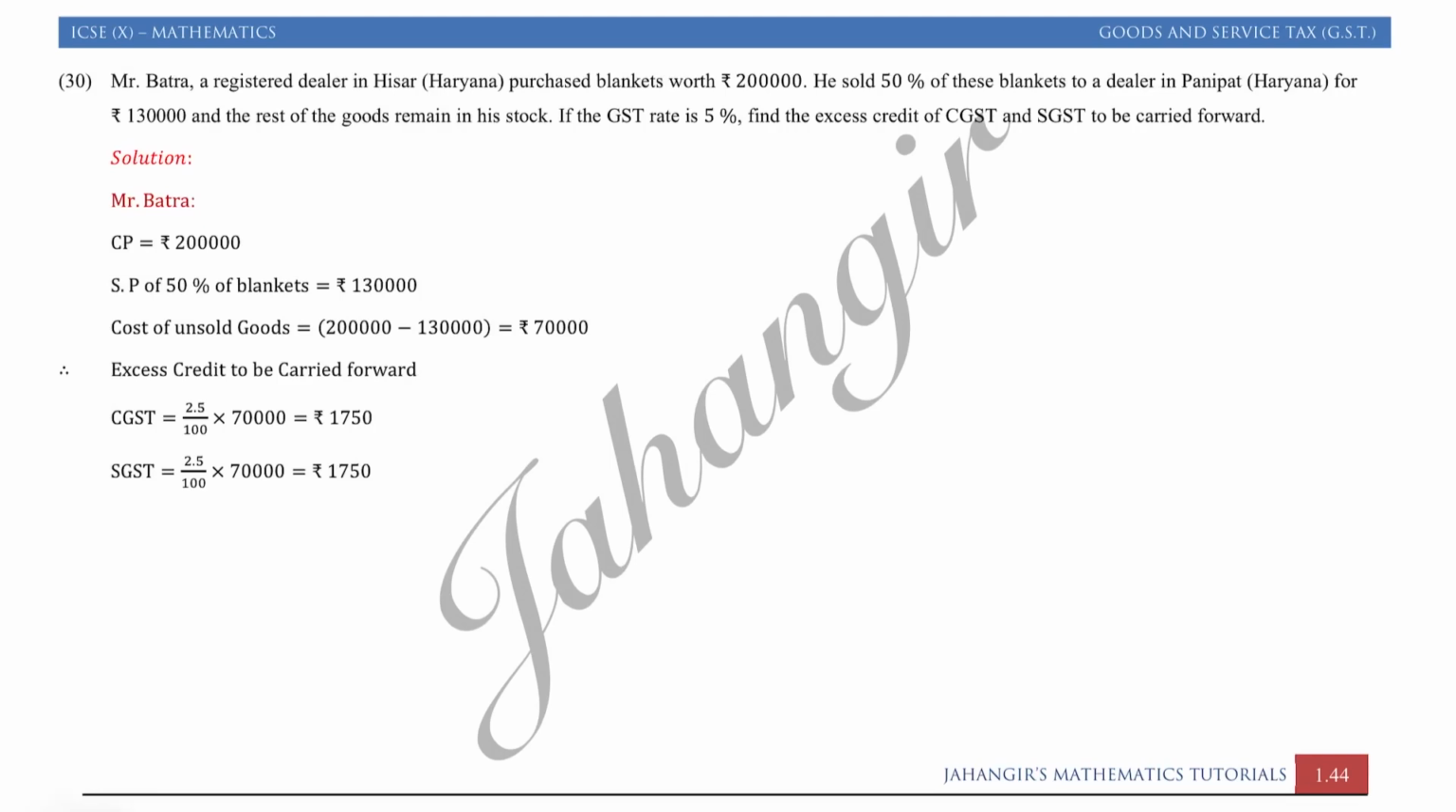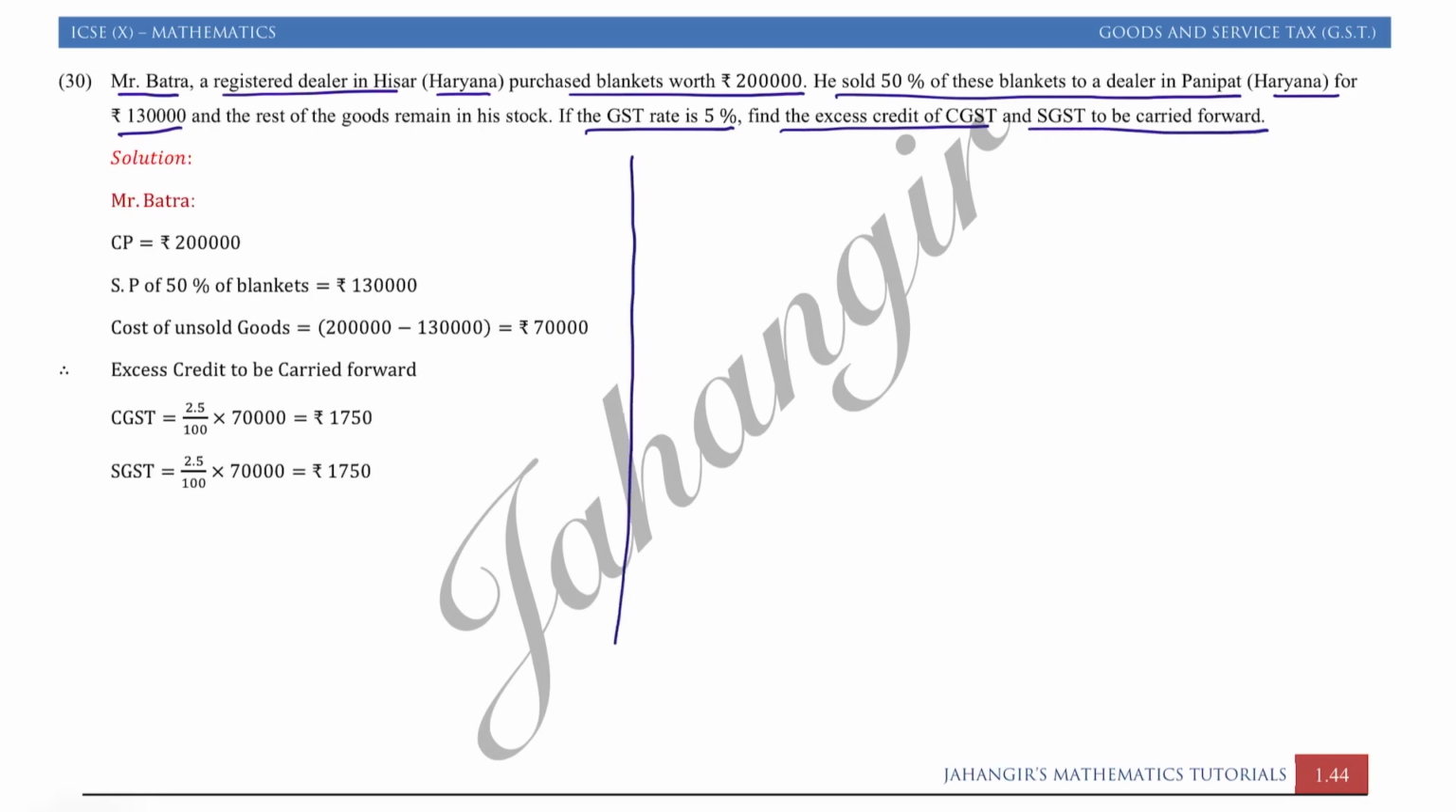Question number 30 is quite similar to question number 29. Mr. Batra, registered dealer in Haryana, purchased a blanket for rupees 2 lakh. He sold 50% of this blanket in Haryana, Panipat for rupees 1 lakh 30,000. Rest of the goods remains in the stock. If the GST rate is 5%, find excess credit of CGST and SGST to be carried forward.